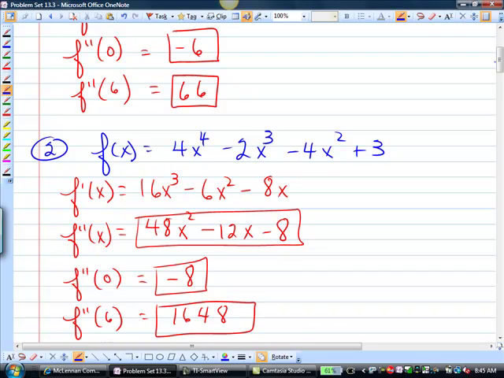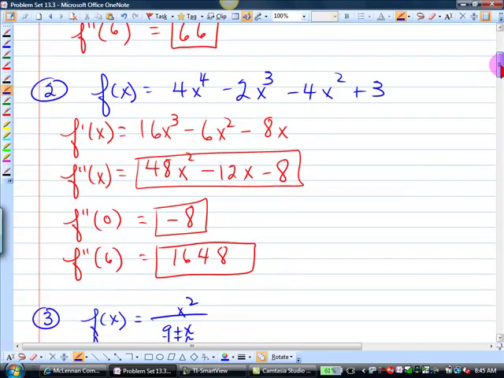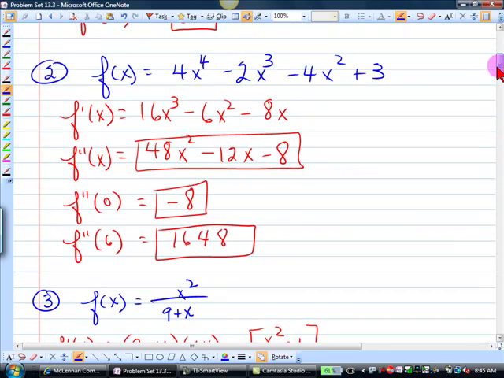Everybody doing okay? Just finding those? That's pretty much, it's easy. Just taking the derivative and plugging in. And then we hit 3.